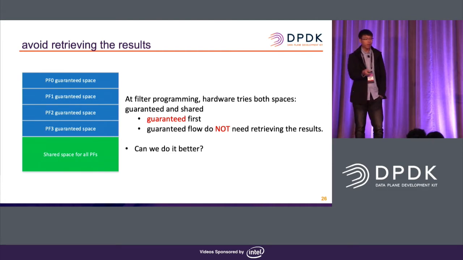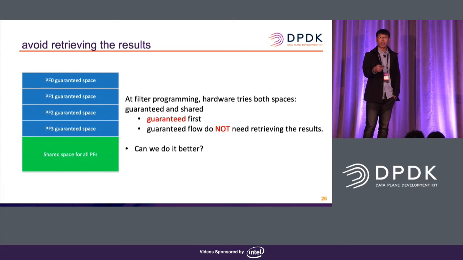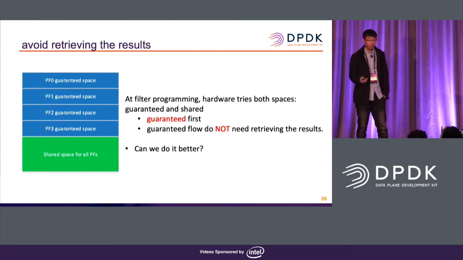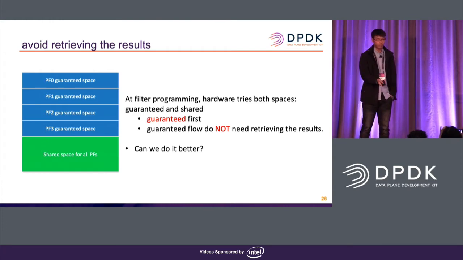So for the guaranteed flows, I mean the flows that will be inserted into the guaranteed space, we can make sure that the flow can be inserted successfully. But for those shared flows, we have to retrieve the result from the NIC because there is a competition. So can we do it better? Yes.